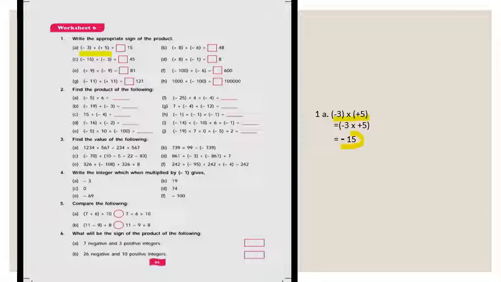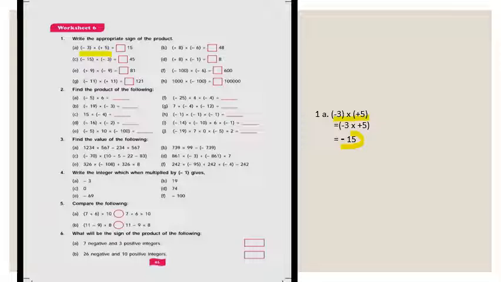In question number 2, you have to write all the answers after multiplying the numbers, like minus 5 into 6 is equal to minus 30. Similarly, you can multiply all the numbers and you have to write the answer with their sign.